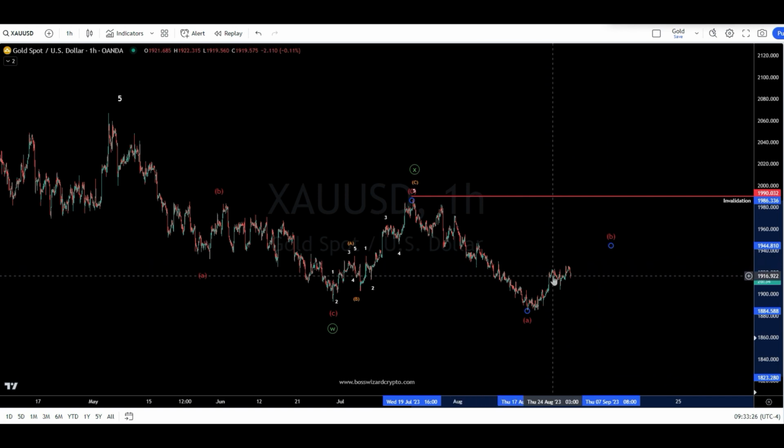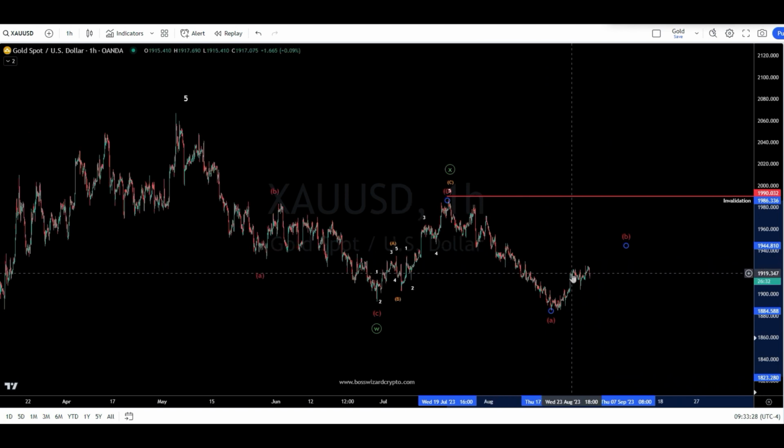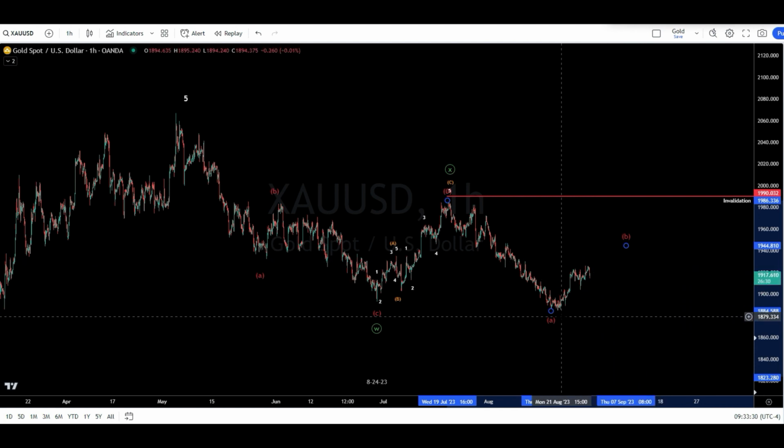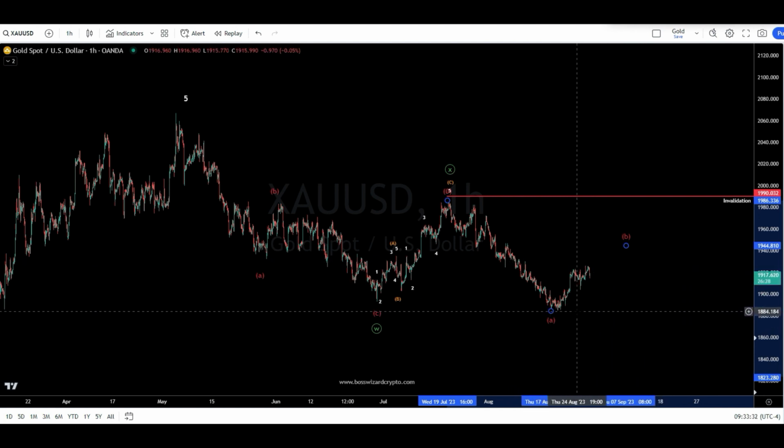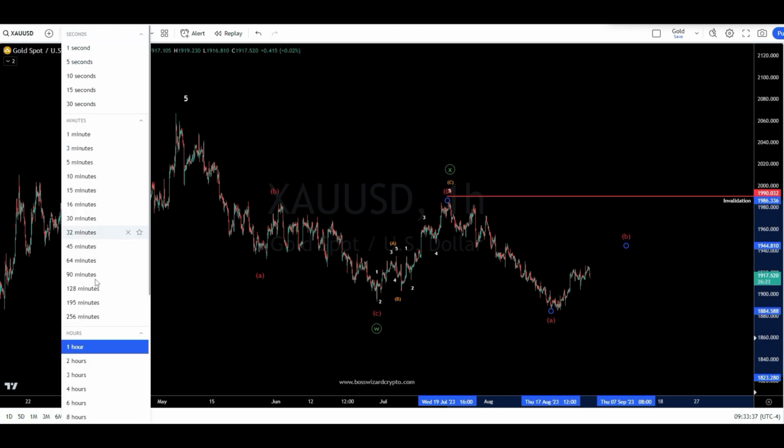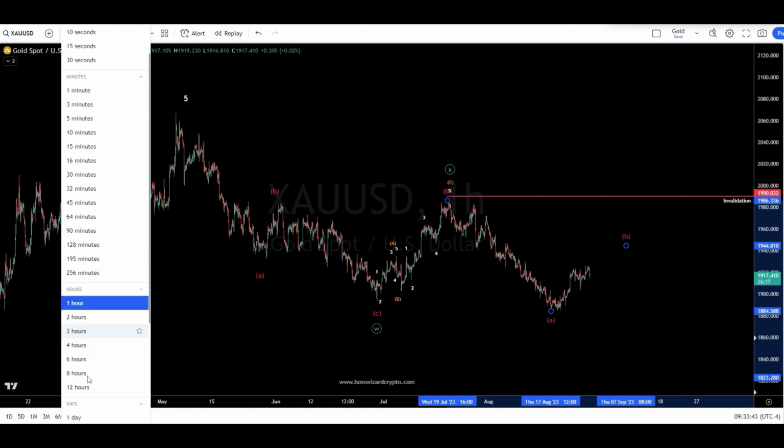But I'm not concerned on what it is yet. I'm only concerned when this breaks significantly to the bottom of this A wave, because I'm not ready to buy it yet. That's the beauty about this Elliott wave is that I don't really care what B wave is right now. I don't have to know because I'm not ready to buy it yet.